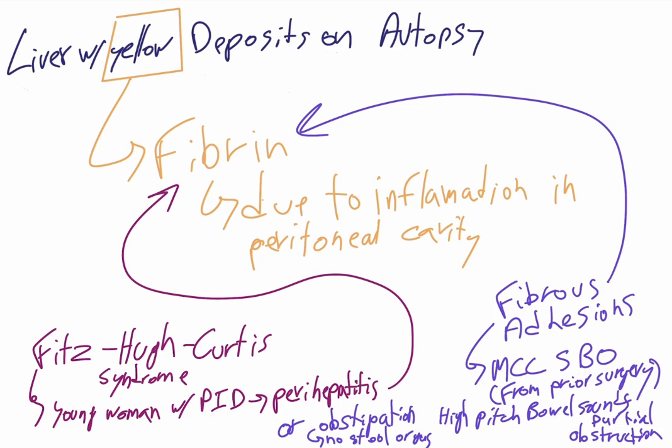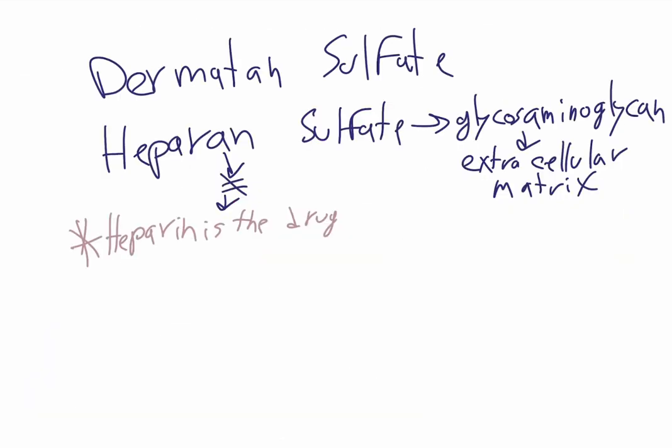Some other distractors that they might hit you with would be dermatan sulfate and heparan sulfate. Note, heparin is the drug. Heparan is a glycosaminoglycan, and this is a component of the extracellular matrix. While they're involved in tissue structure, they're not what you see in deposits on the liver capsule during acute peritonitis or inflammation.